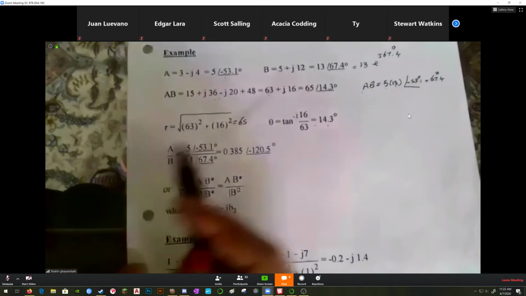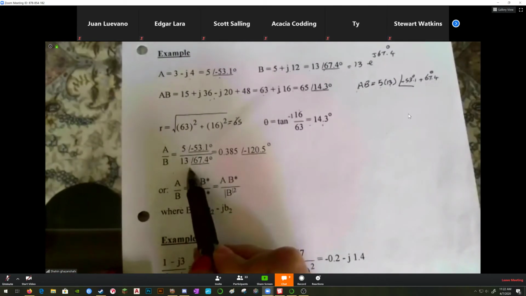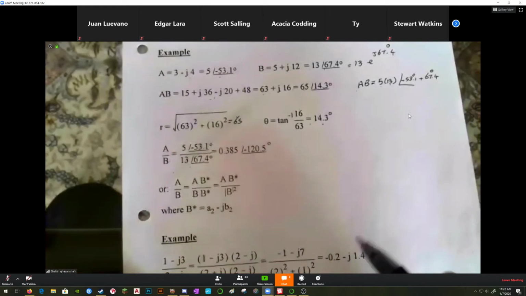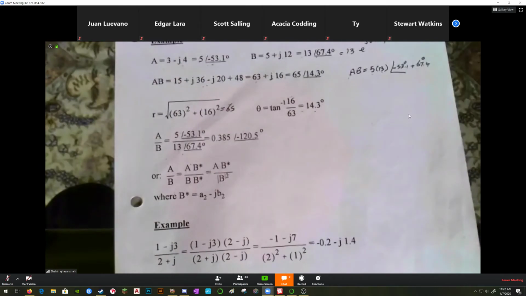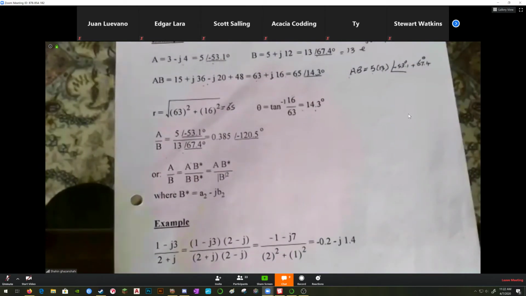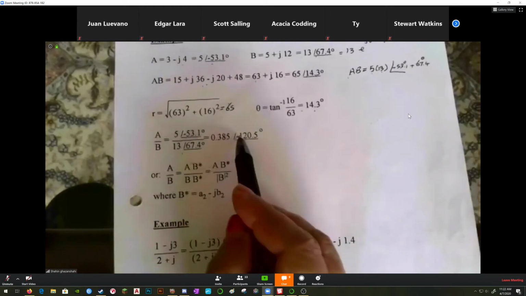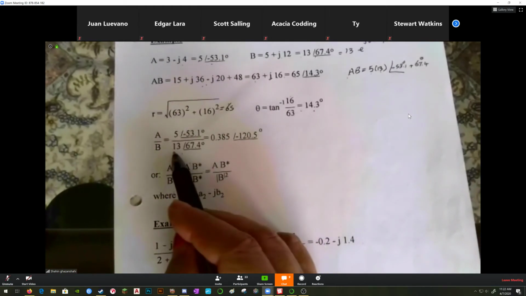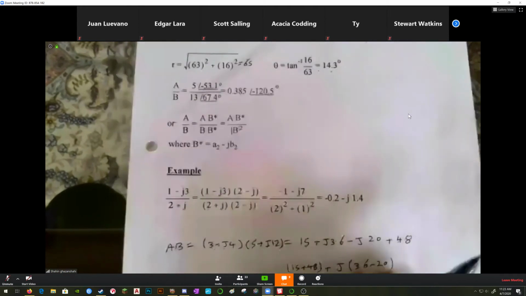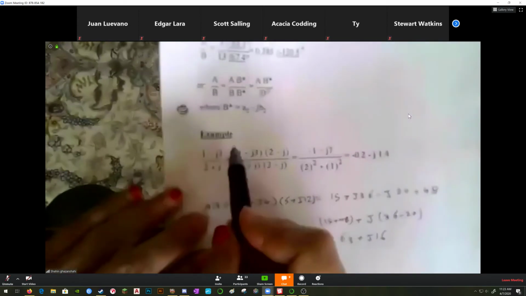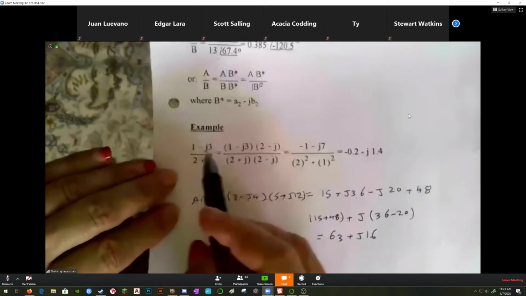Question? Now, dividing is always better in the exponential form. But if you don't have it and you have to do rectangular, we can do that also, which I show you now. In exponential, you just subtract the angles, 5 divided by 30, subtract the angle, okay? Now, let's go to this example showing how we do rectangular for the complex.